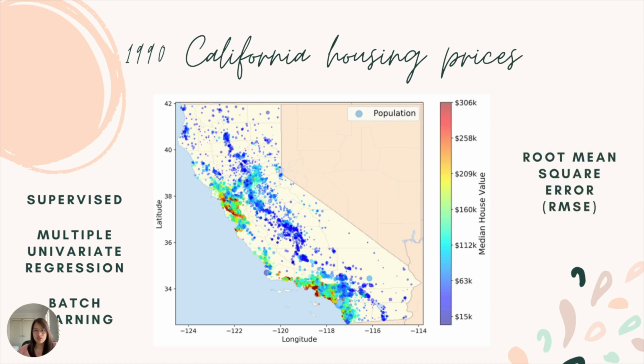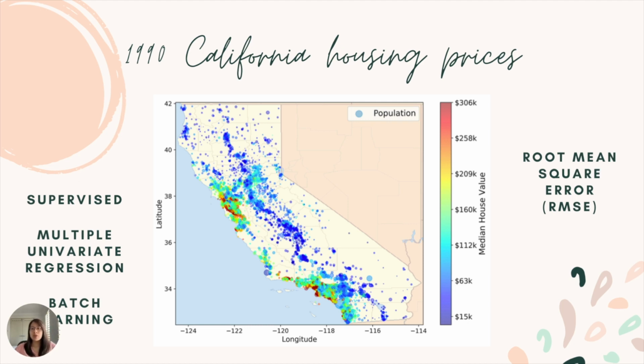Now, our next step is to select a performance measure. A typical performance measure for regression problems is root mean square error, RMSE. It gives an idea of how much error the system typically makes in its predictions, with a higher weight for large errors. That means root mean square error is very sensitive to outliers. As such, when there are many outliers, you may want to consider using the mean absolute error (MAE). However, root mean square error performs very well when outliers are rare, hence it is generally the preferred method.